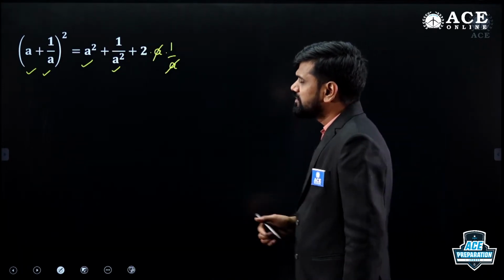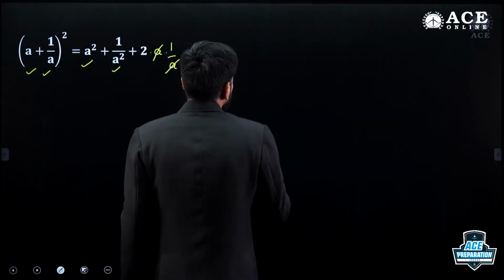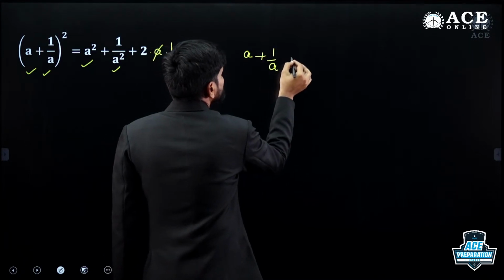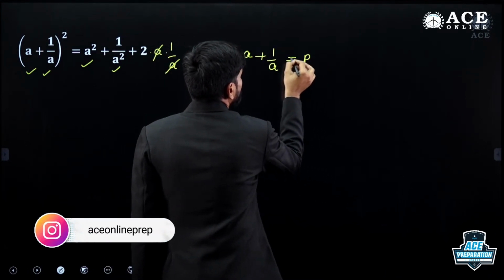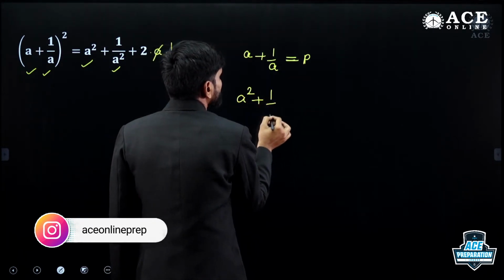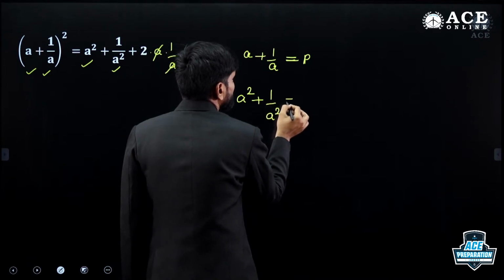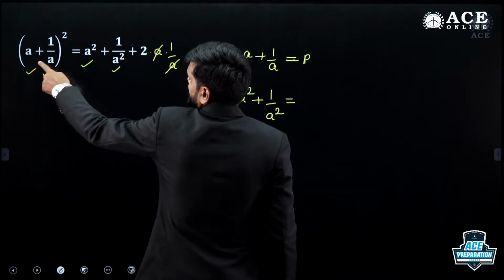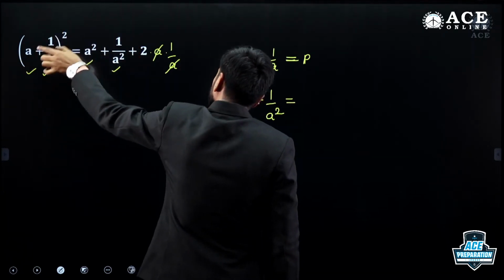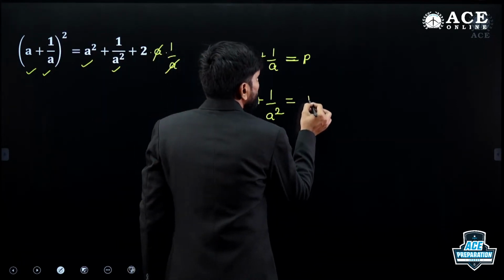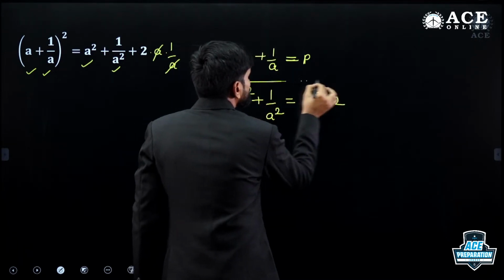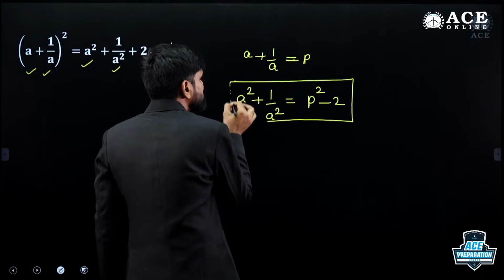Here, sometimes what will happen, just observe. They will give you the value of a plus 1 by a as some p. If a plus 1 by a is equal to p, a square plus 1 by a square will become how much? You check. A square plus 1 by a square will be equal to p square. This plus 2 will go that side, that will become minus 2. So a square plus 1 by a square will be equal to p square minus 2. Directly you can say this.